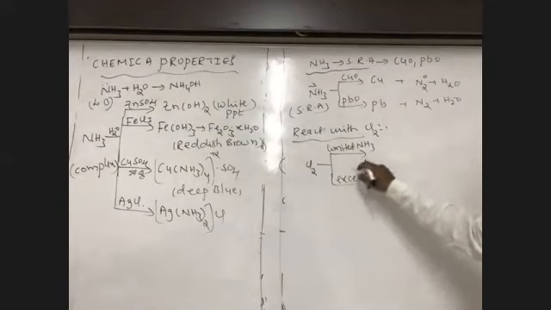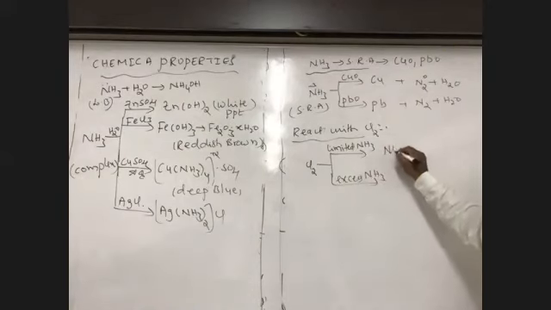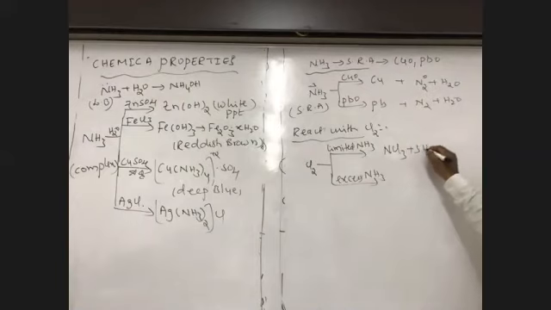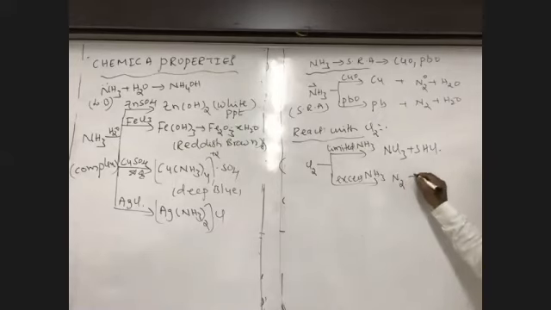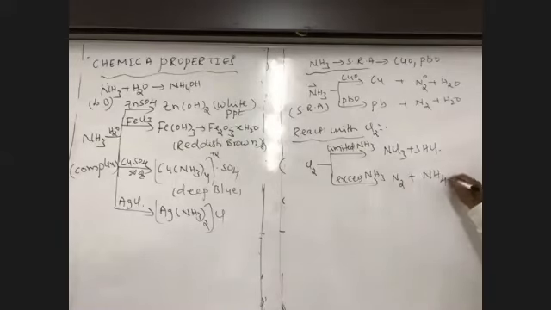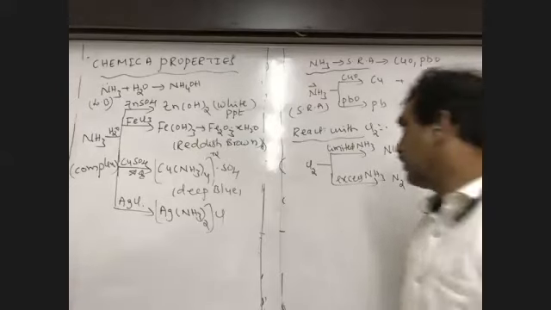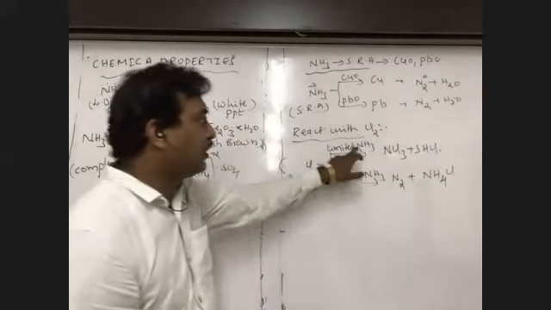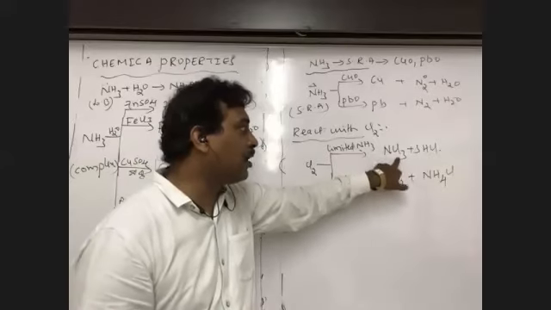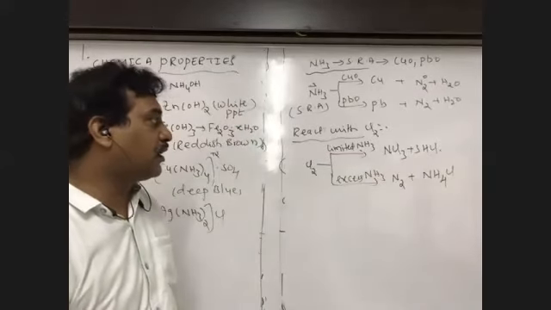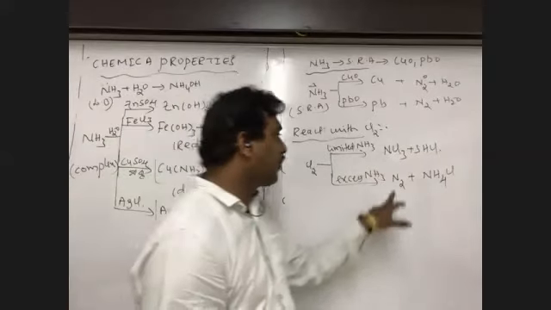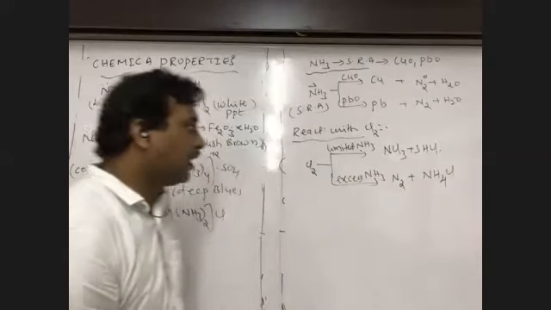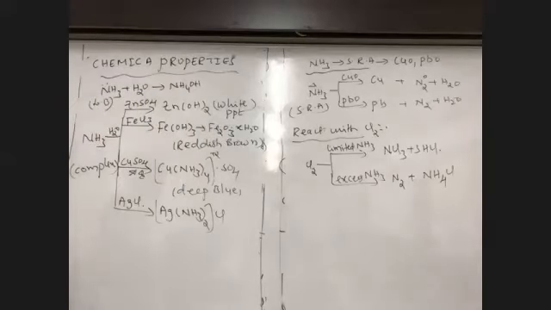When Cl2 reacts with a limited amount of ammonia, the compound formed is NCl3, nitrogen trichloride. When Cl2 reacts with an excess of ammonia, the compounds formed are N2 plus NH4Cl. Very, very important.